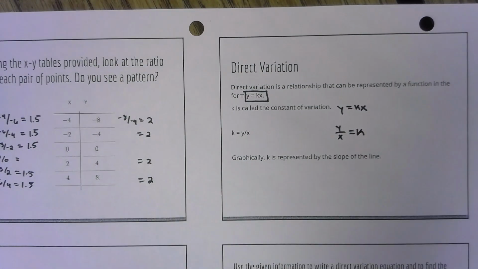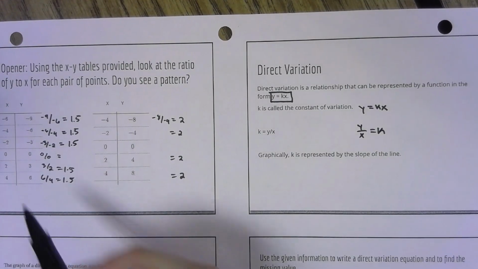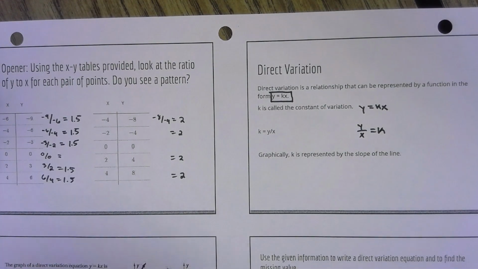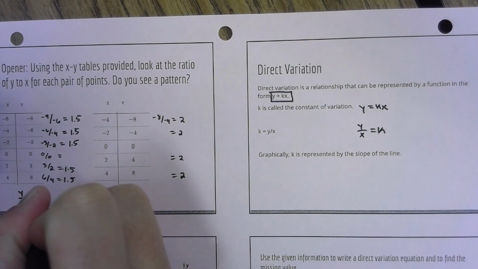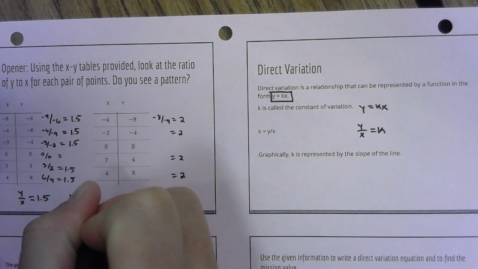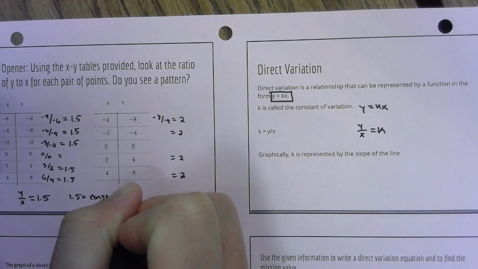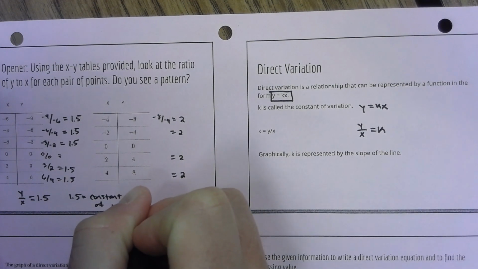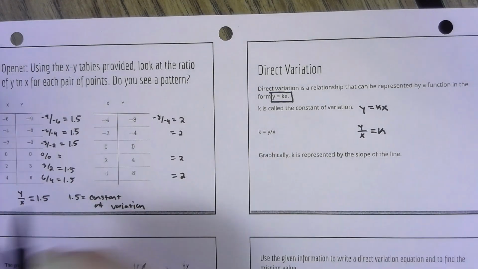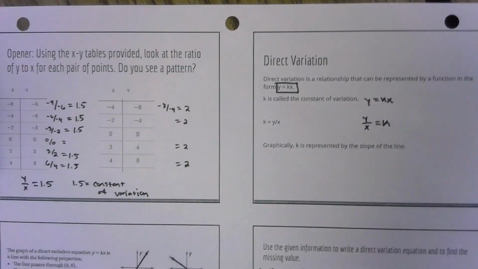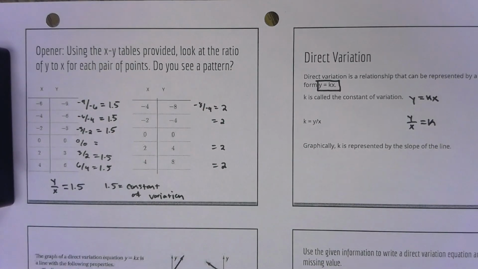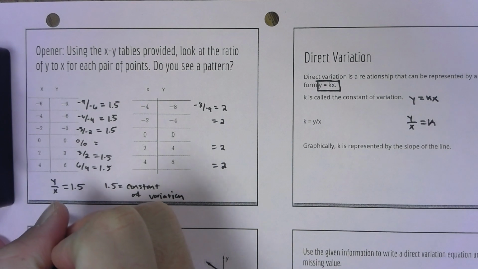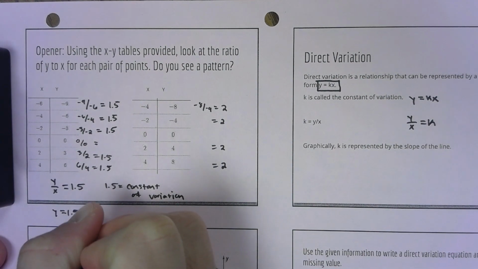So looking back at the opener, when we took y divided by x, we got 1.5 every single time. That would be our constant of variation there. Okay, so we would say that y divided by x equals 1.5, where 1.5 equals our constant of variation. And so if we wanted our actual equation for that, where y was by itself, I would undo the dividing by x and just multiply. So if I multiply both sides by x here, I get that y equals 1.5 times x.